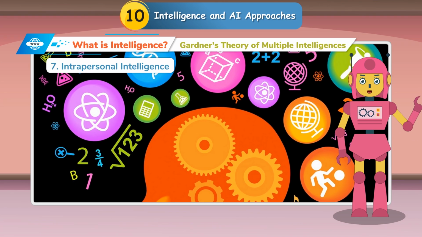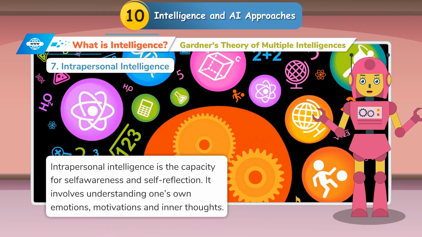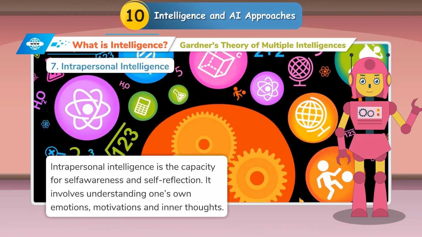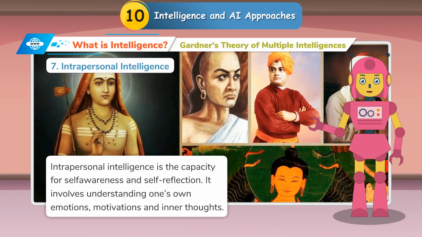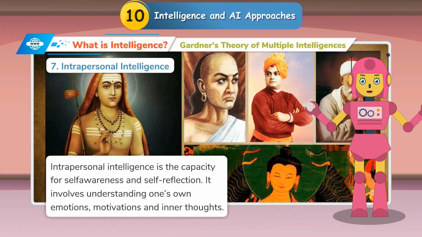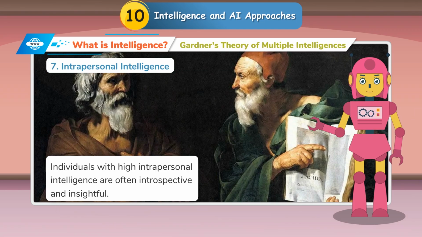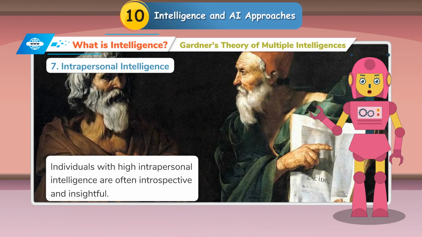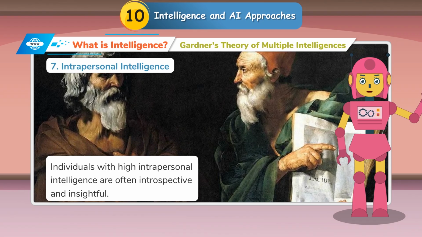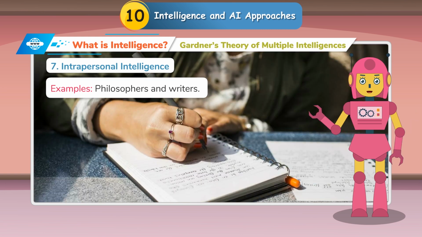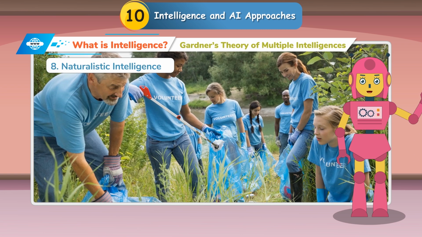7. Intrapersonal intelligence. Intrapersonal intelligence is the capacity for self-awareness and self-reflection. It involves understanding one's own emotions, motivations, and inner thoughts. Individuals with high intrapersonal intelligence are often introspective and insightful. Examples: philosophers and writers.